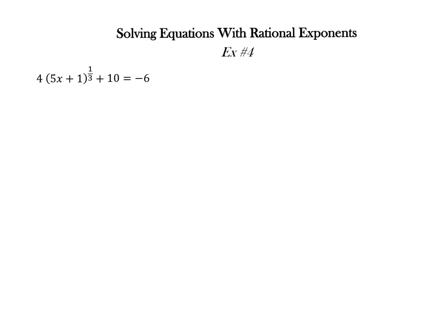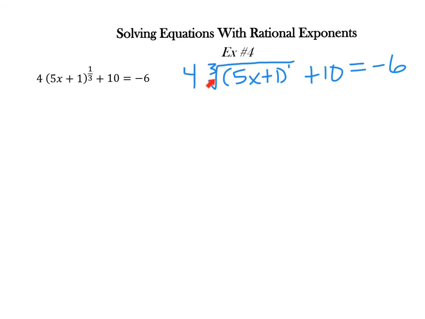Okay, as before, as always, we're going to convert this to radical form. So I'm going to do this as 4 times the cube root of 5x plus 1 to the 1 power plus 10 equals negative 6. Remember, the very first step that you want to do once you convert it to radical format is you want to isolate this radical. Meaning we're going to do PEMDAS backwards, get rid of the 10, get rid of the 4, and then solve your way there.